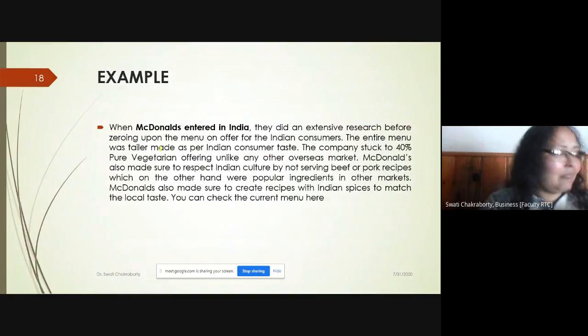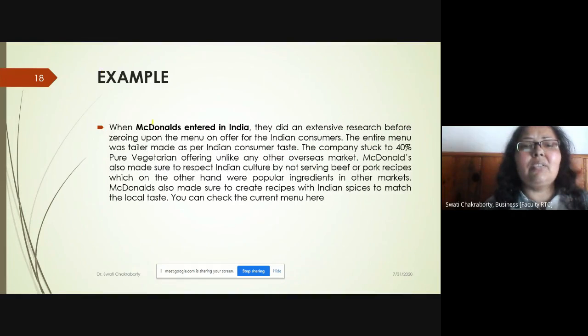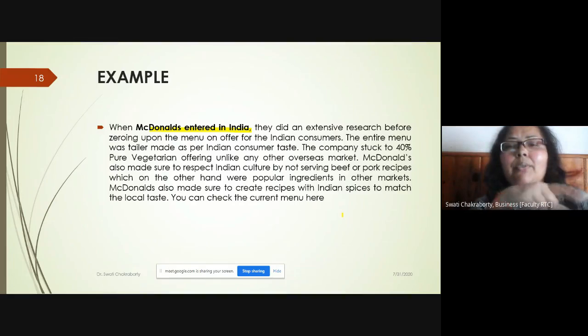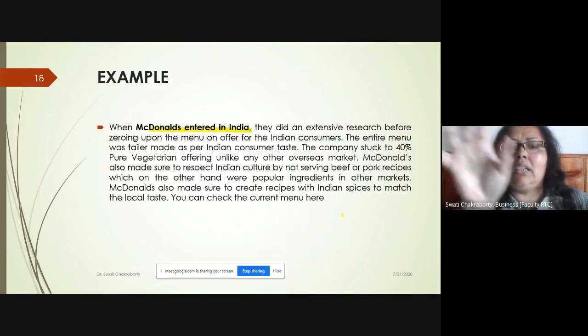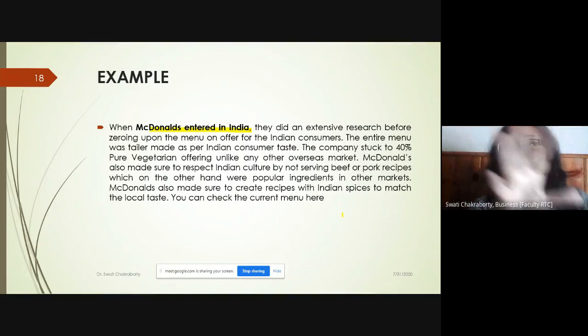A very good example is that of McDonald's. When McDonald's came to India initially, they had to move out of India because they were serving beef burgers, which is quite offensive. It hurts the sentiments of Indian society.